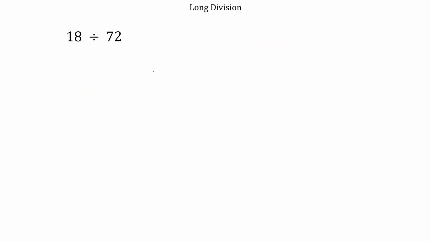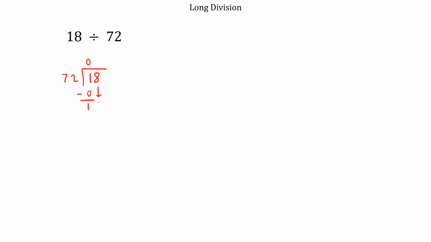Okay, now for this example, the first number is 18, so it goes on the inside for our long division, and the second number is 72, so it goes on the outside. When we look at this, since the number on the outside is greater than the number on the inside, we're most likely going to get a decimal answer. So here's how the process works. How many times can 72 go into 1? In this case, it should be 0. So I'm going to put a 0 here because it went into it 0 times, remainder of 1.